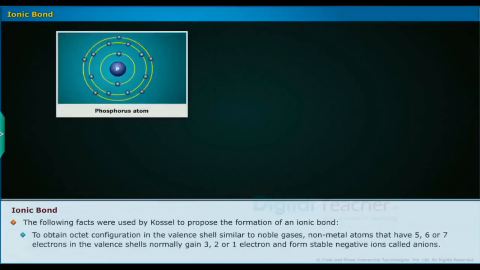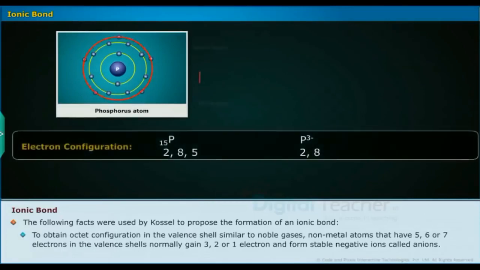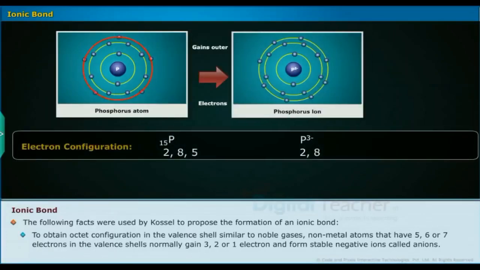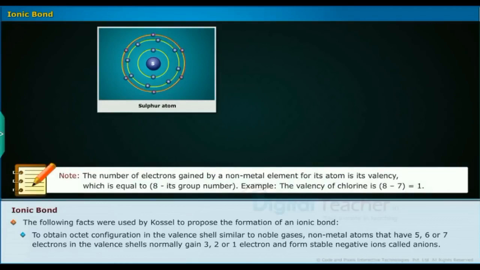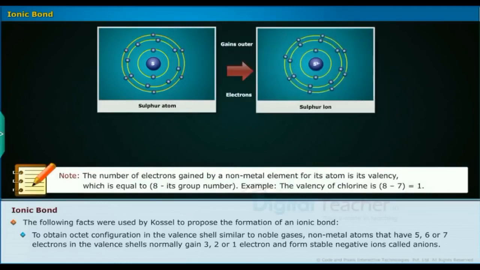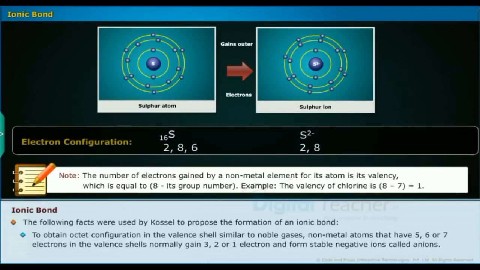To obtain octet configuration in the valence shell, like the noble gases, non-metal atoms that have 5, 6, or 7 electrons in the valence shells normally gain 3, 2, or 1 electron and form stable negative ions called anions. Note: the number of electrons gained by a non-metal atom is its valency, which is equal to 8 minus its group number. For example, the valency of chlorine is equal to 1.